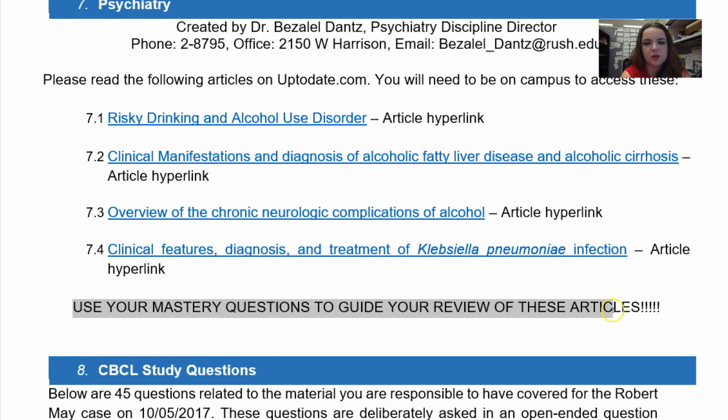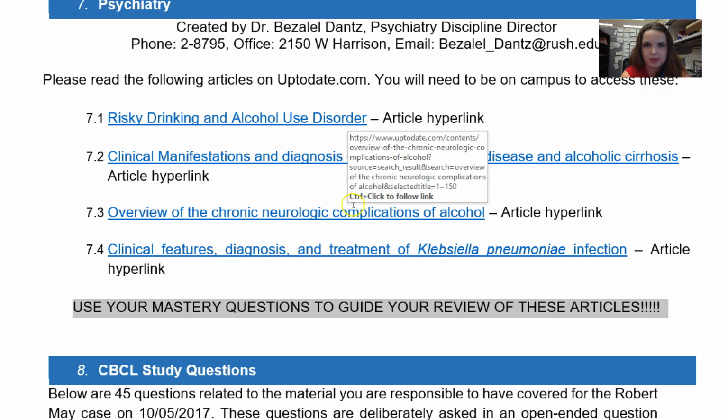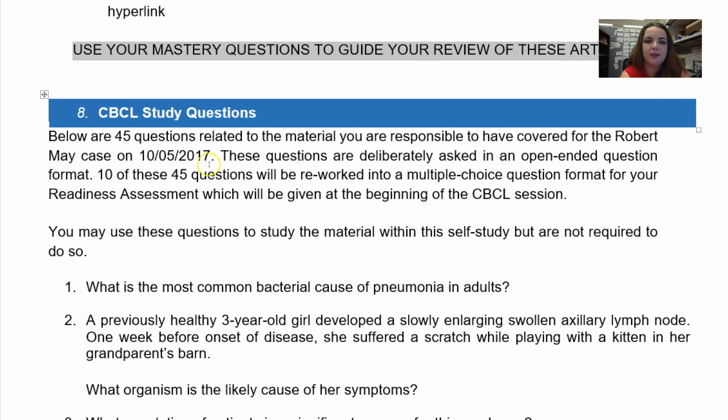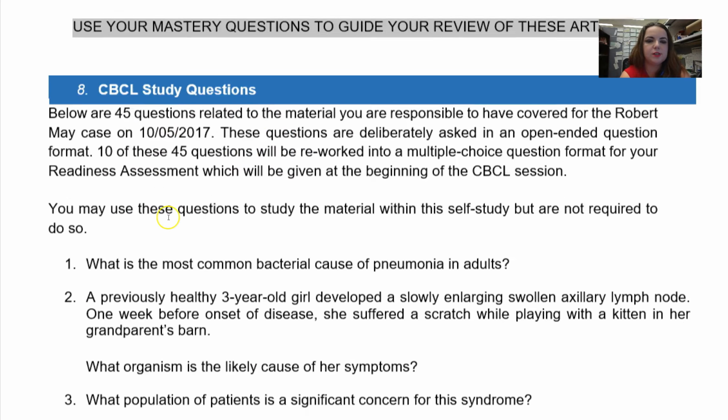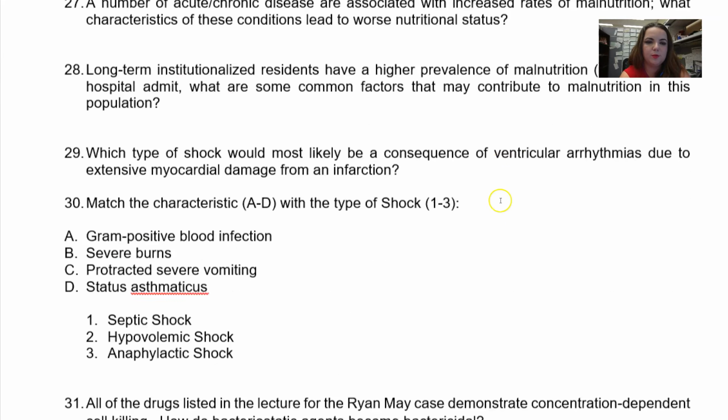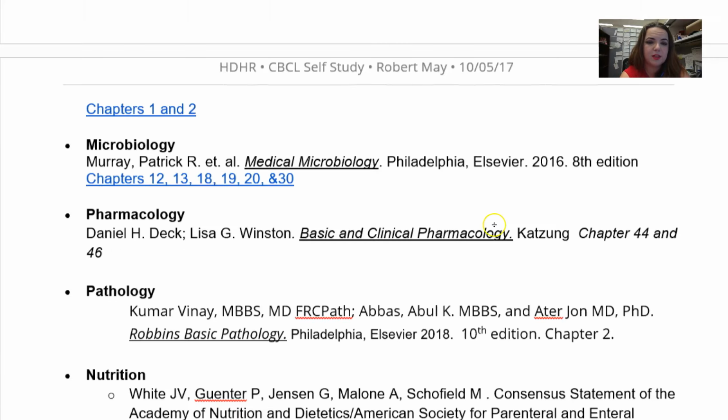Particularly for this session, make sure you're looking at your study questions. Use your study questions to guide your reading of these articles because they're rather long and you don't need all of the details from them, but you do need to be able to pick out the information that's listed in those mastery questions, okay? And here are your mastery or study questions. There are 45 of them that take you through the whole document. So 1 a page, something like that.